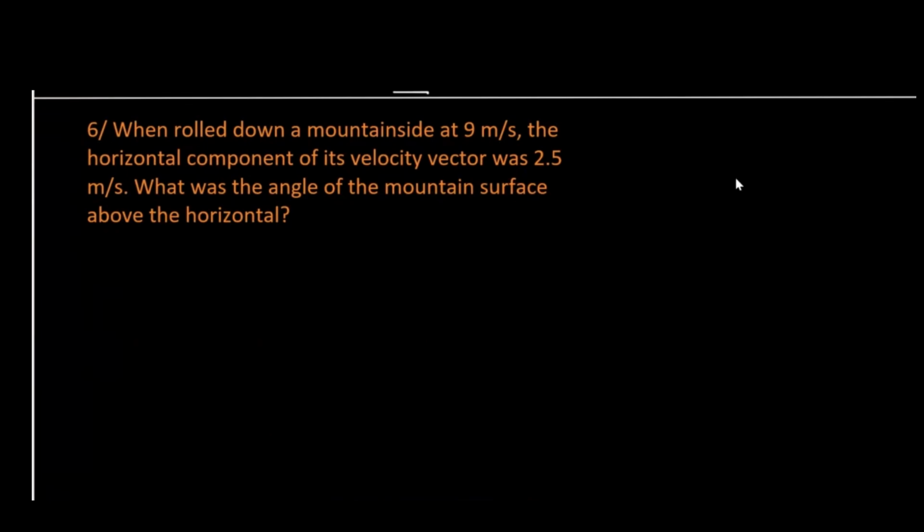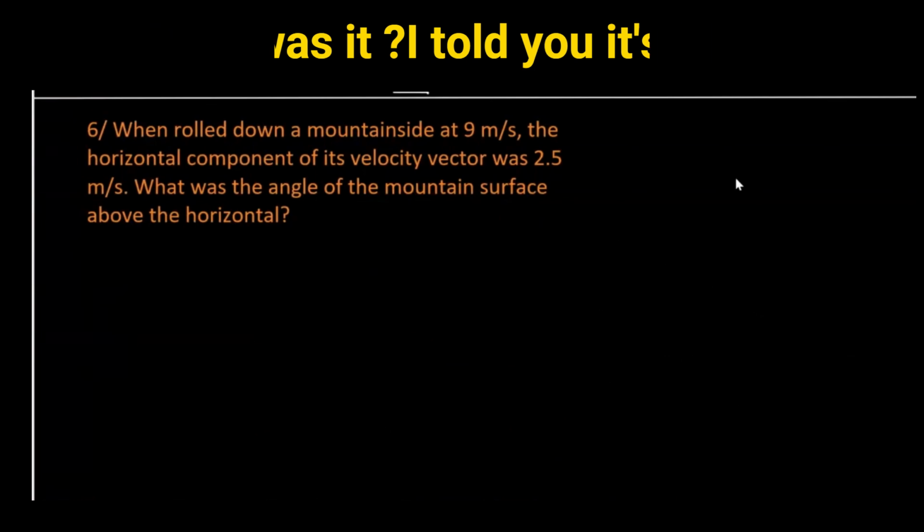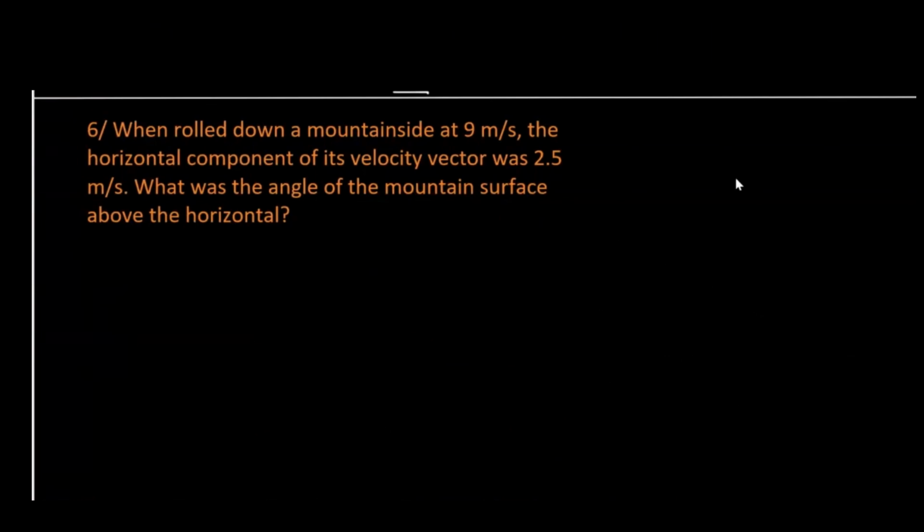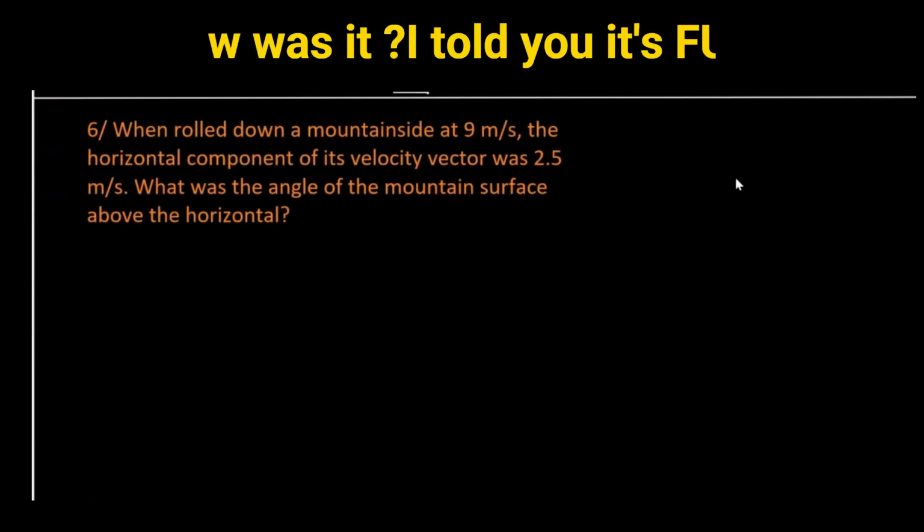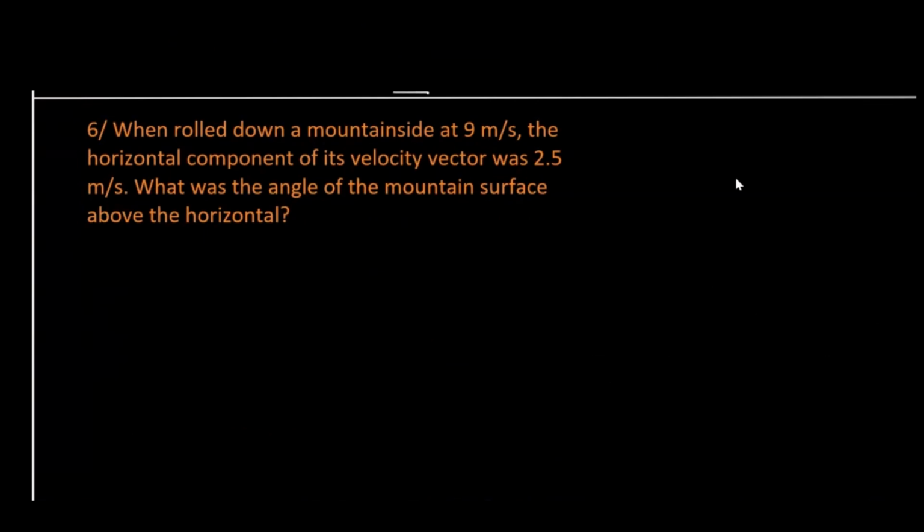When rolled down a mountainside at 9 meters per second, the horizontal component of its velocity vector was 2.5 meters per second. What was the angle of the mountain surface above the horizontal? Okay, now, very good. So, as always, let's sketch a picture of the situation. We are talking about a mountainside, and we have a horizontal surface that is like this, obviously.